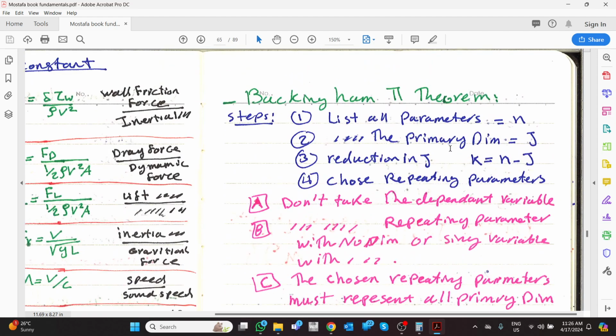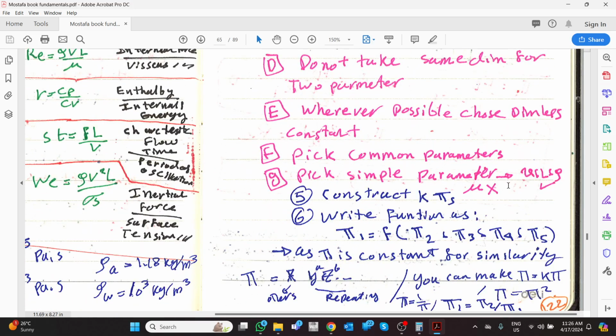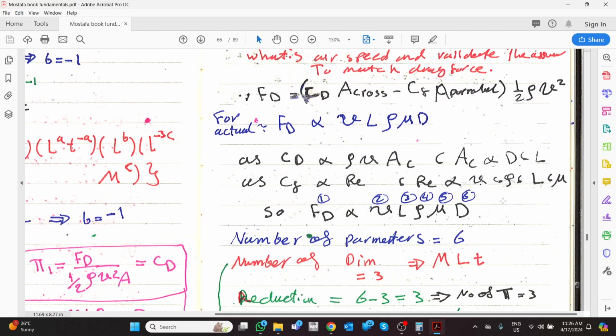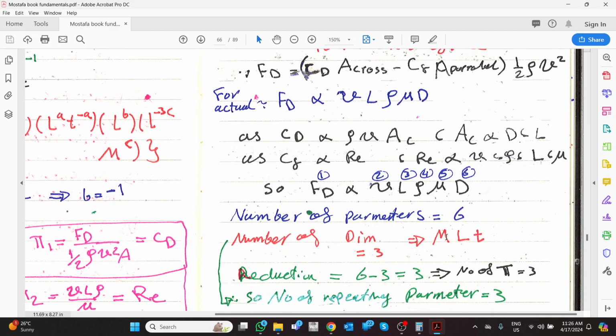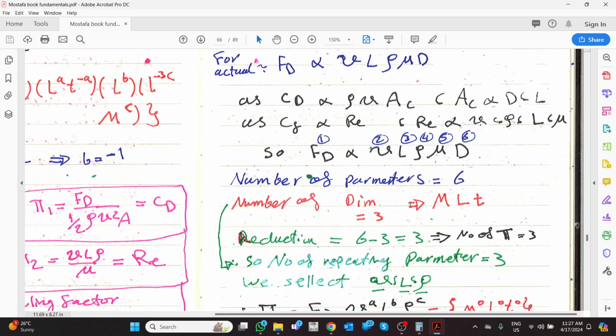Step number two, what are the primary dimensions we are going to have? The primary dimensions, which are M, L, T, mass, length, time. Do we have any other dimension? No. Mass, length, and time, so it is 3 dimensions. What is the reduction? The reduction is 6 minus 3, which is equal to 3. So we have 3 pi functions, which means we have 3 numbers of pis.